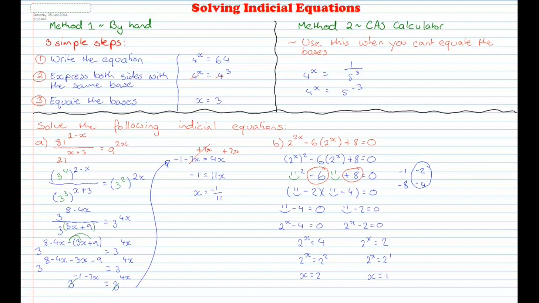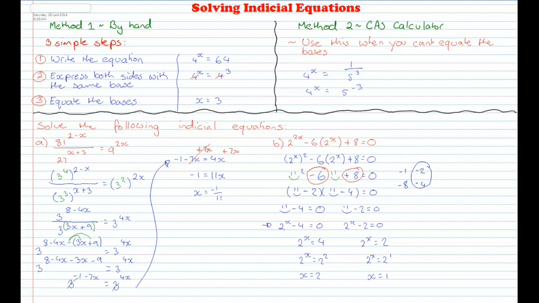So you get smiley face minus 4 is equal to 0, and smiley face minus 2 is equal to 0. So instead of writing smiley face, what we're going to do is substitute back in 2 to the power of x. So you get 2 to the power of x minus 4 is equal to 0, and 2 to the power of x minus 2 is equal to 0. Now let's just go through and solve this one first.